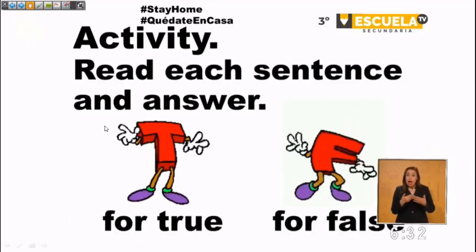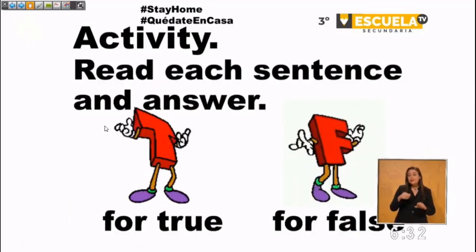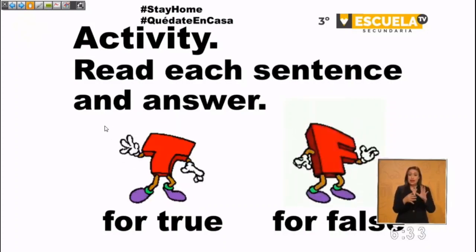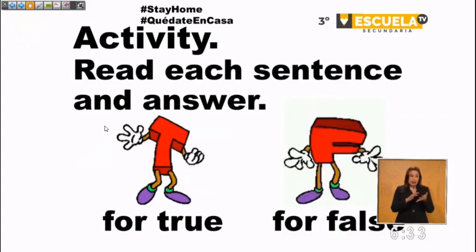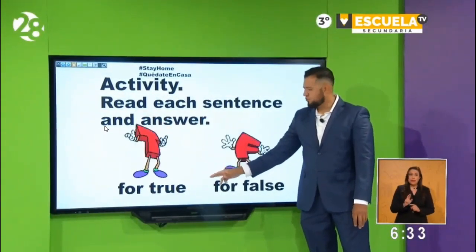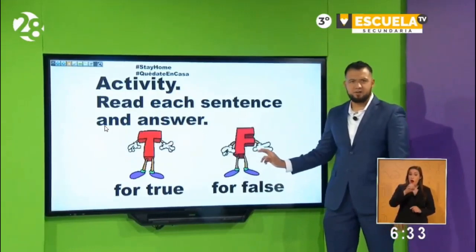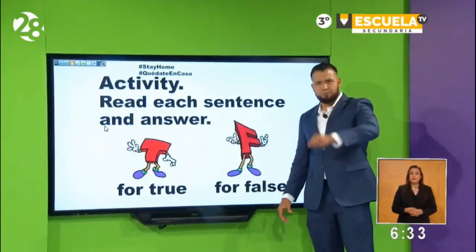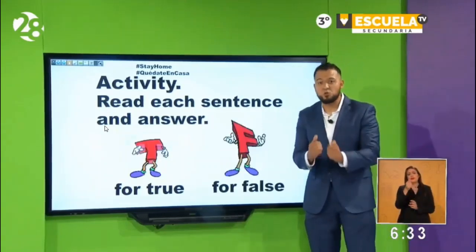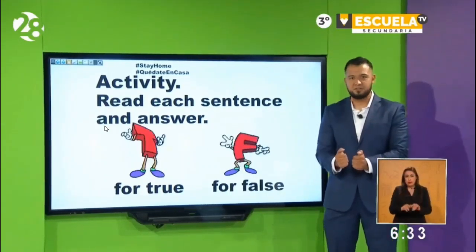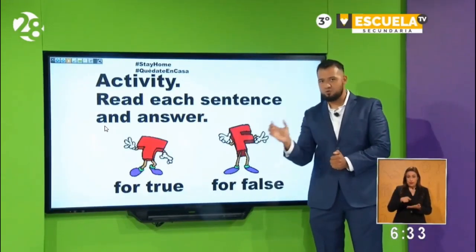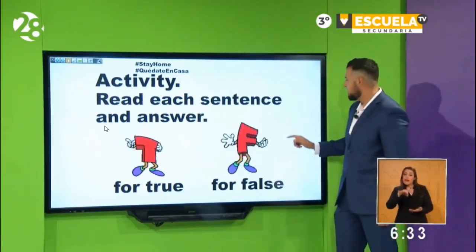Now, we have an activity. Let's read the instructions. Read each sentence and answer T for true and F for false. Facebook people, I want you to participate and I want you to be the first to respond. So I'm going to be checking later if you respond true or false. Let's start. Number 1.